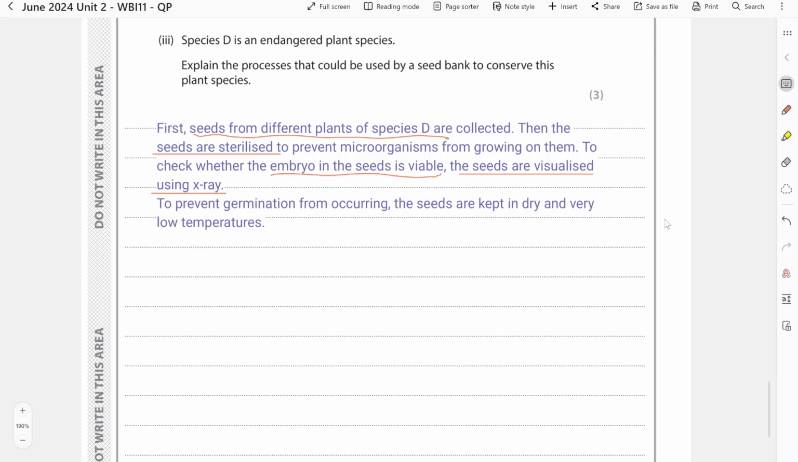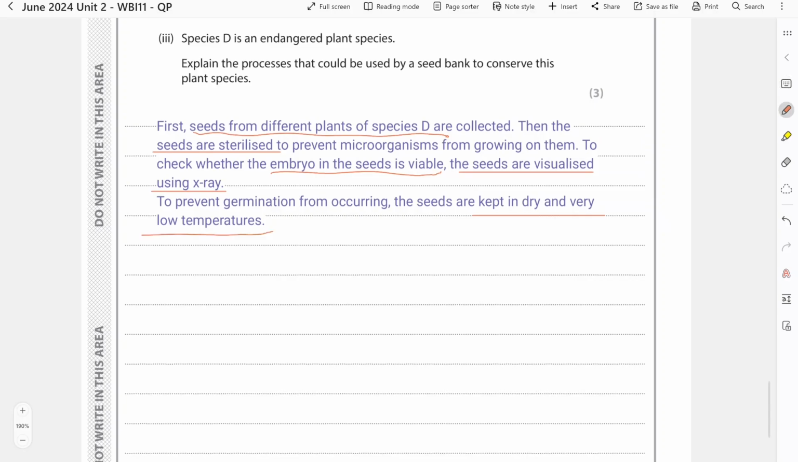So to prevent germination from occurring, because if you recall, germination requires 3 things: water, warmth, and oxygen. So to prevent germination from occurring, the seeds are kept dry and at very low temperatures. All right, that is it for question 8, and that is the end of unit 2.